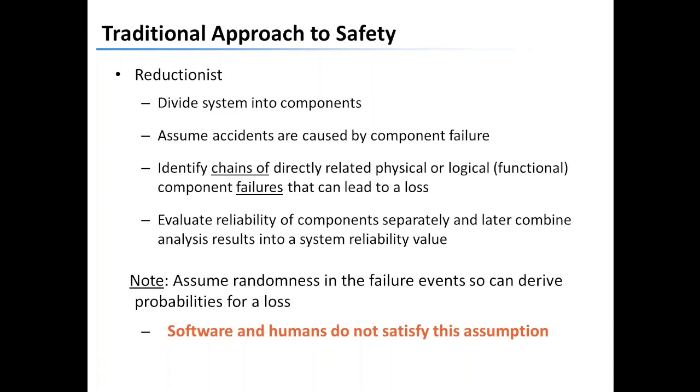But note that there are some assumptions here. We assume randomness in the failure events so that we can derive probabilities for a loss. But software and humans don't satisfy this assumption. And humans especially in what they're doing today. Humans used to just follow a bunch of procedures, and maybe there is some kind of randomness on whether the human hit the right button or not according to the procedure they were following. But that's not what they're doing anymore in systems. That kind of behavior has all been automated. It's all done by software now. The humans are overseeing and monitoring and making decisions, and this is not random.